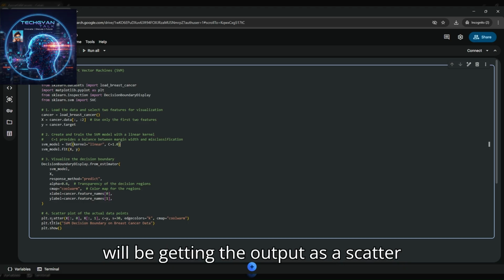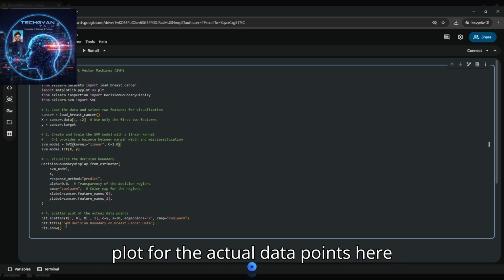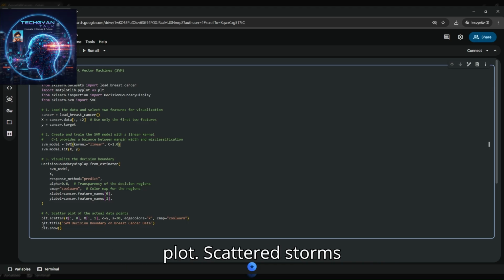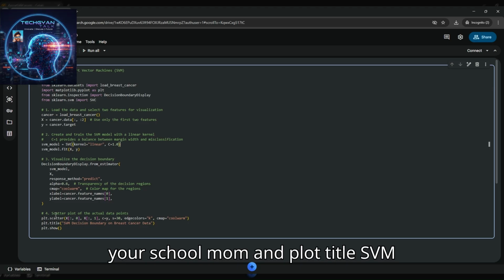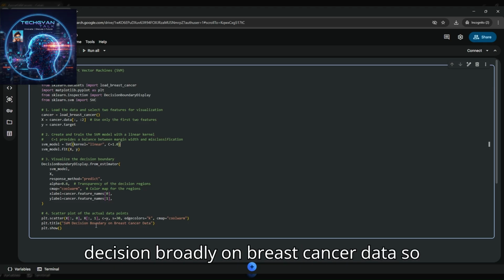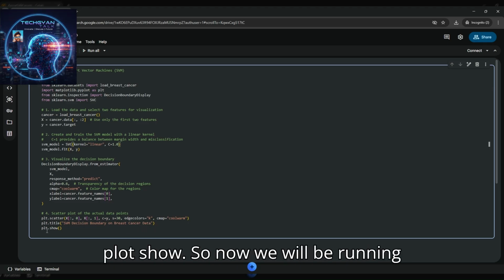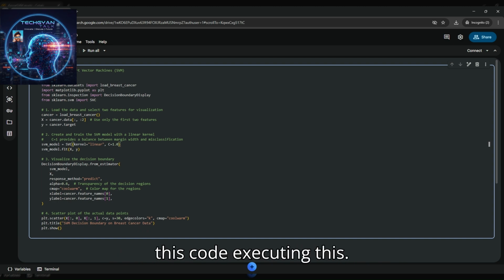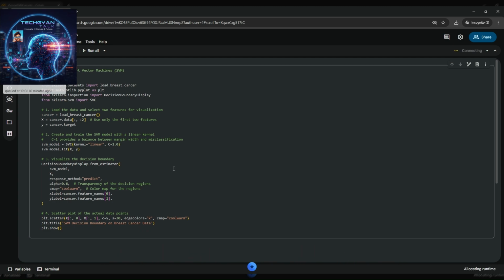And scatter plot, we will be getting the output as a scatter plot for the actual data points. Here plt dot scatter, with X the first column, and we'll be calling the X column 1, c is equal to y, s is equal to 30, edgecolor is k, cmap is coolwarm, and plot title SVM decision boundary on breast cancer data. So plt dot show. So now we will be running this code, executing this code.